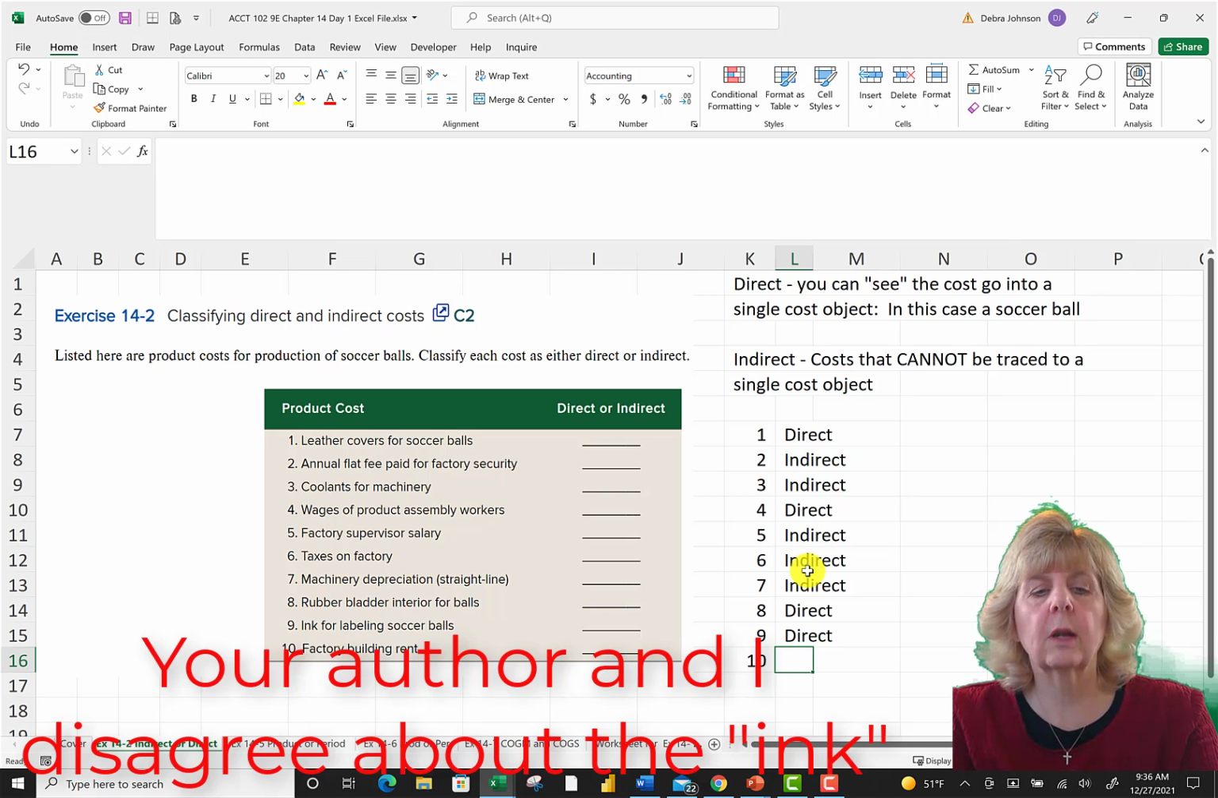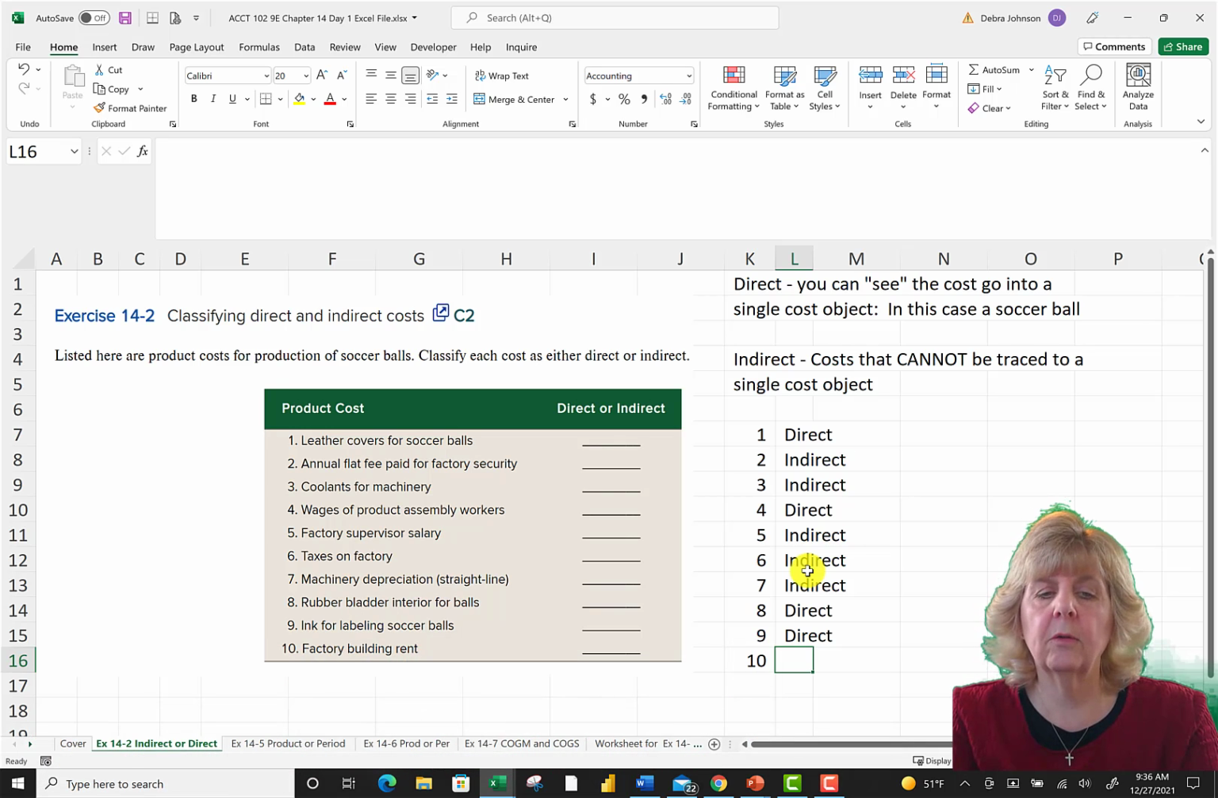And the factory building rent. Okay, you know that it is a factory cost, so by definition, it would be considered a product cost. In fact, your author told us that all of these were product costs. But as far as classifying it by traceability, that is an indirect cost. You can't see the factory rent going into the soccer balls.